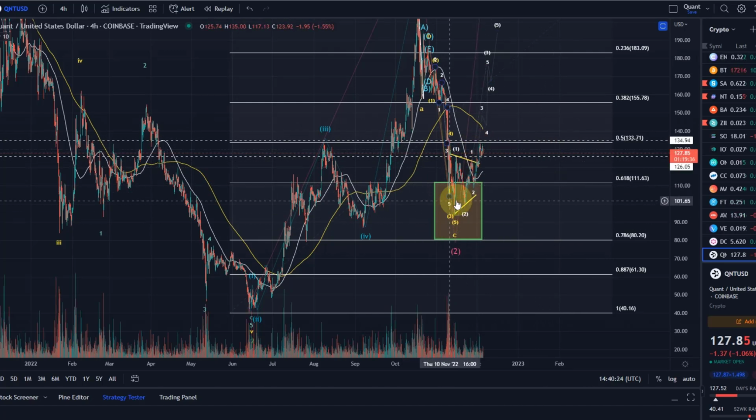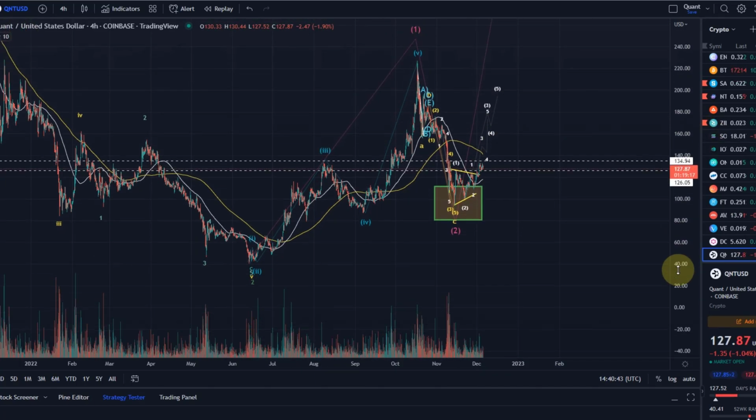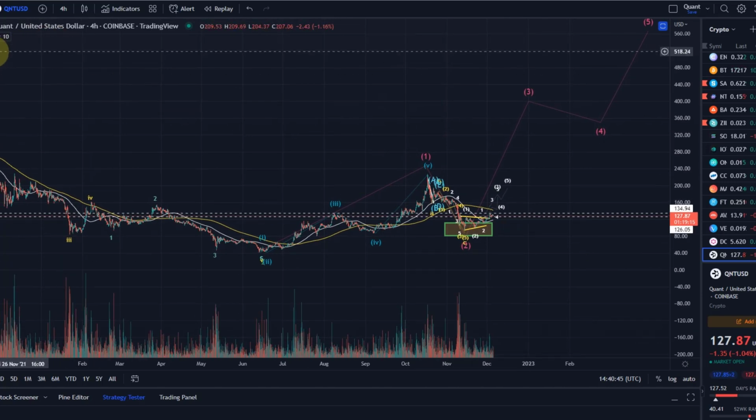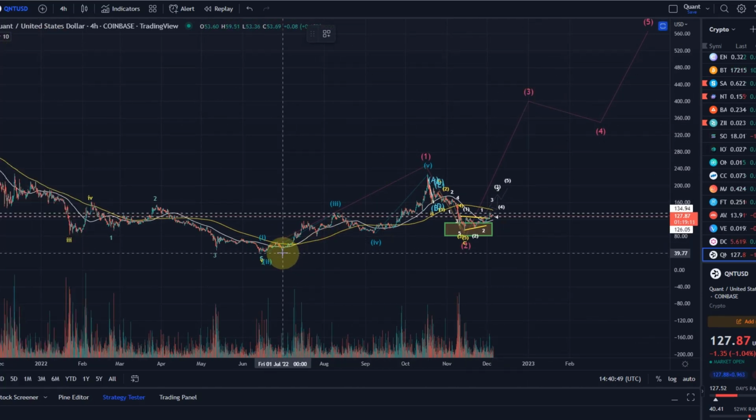But the idea was and still is to find a turnaround in the green support area between $80 and $111. We are currently reversing. I mean, we did reverse. The question is, is it sustainable? Unfortunately, we cannot confirm this yet, but it's starting to look good. So we are going to take a look at the shorter time frame count as well. But first, let's talk about targets. Target for the red wave 3.